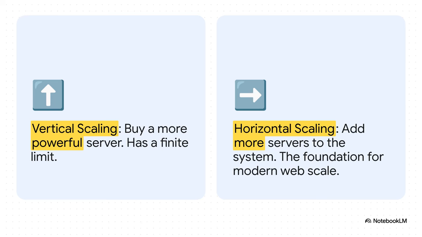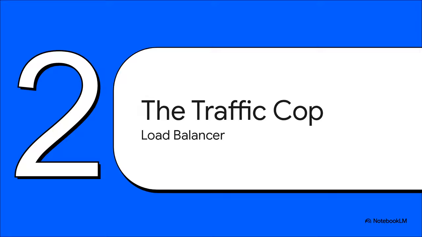The other option is to scale out. Instead of one big server, you add a bunch of smaller, regular servers. And that is how pretty much the entire modern web works. But it creates a brand new problem. Now that you have all these servers, how do you decide which one gets the next request? And that is where our first hero enters the scene, the load balancer.